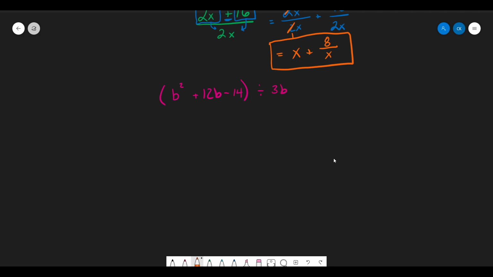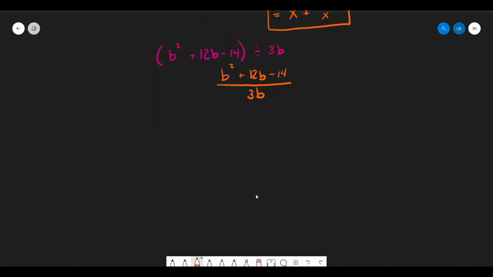Okay, so again, first things first, I recognize that I have a polynomial here, doesn't matter how many terms, divided by a single monomial. So first thing I want to do, rewrite it as a fraction. Take this entire part here, make this the numerator: b squared plus 12b minus 14 over 3b.